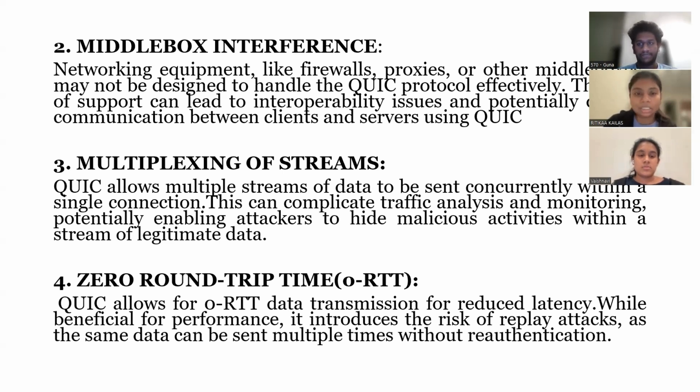The third one is multiplexing of streams. QUIC allows multiple streams of data to be sent concurrently within a single connection. This can complicate traffic analysis and monitoring. So a potential attack is that an attacker can hide malicious activities within a stream of legitimate data. And then the last security concern we're going to address here is zero round trip time.